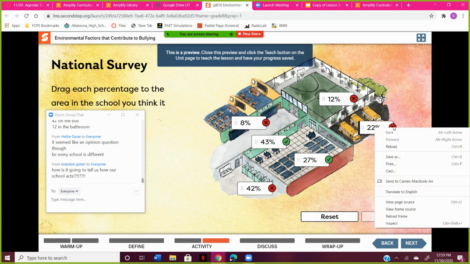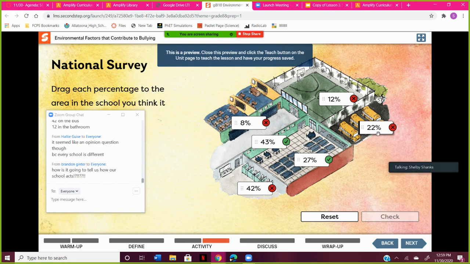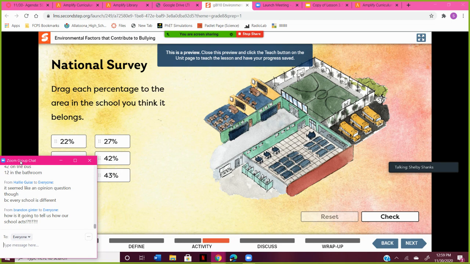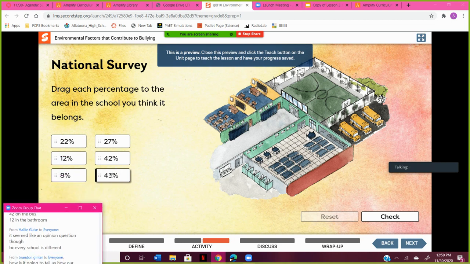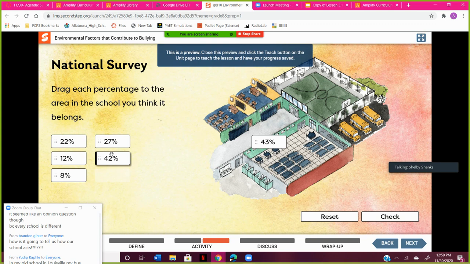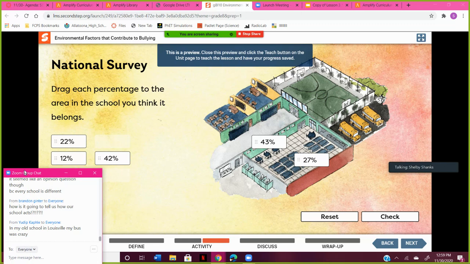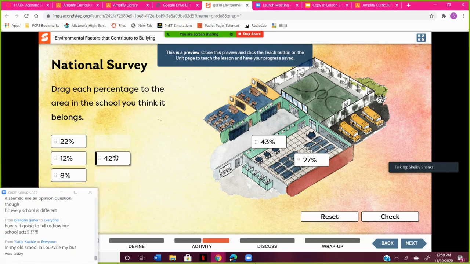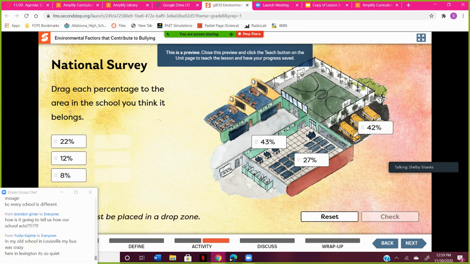Okay. No, I get that because when I was in school, there weren't very many teachers around the bus. This is just a national survey, Brandon. So it said the highest is here, and then we had 27% here. I really do want to see what the national thing is. We're going to go with that. Maybe check it. Oh, we have to do all of them.